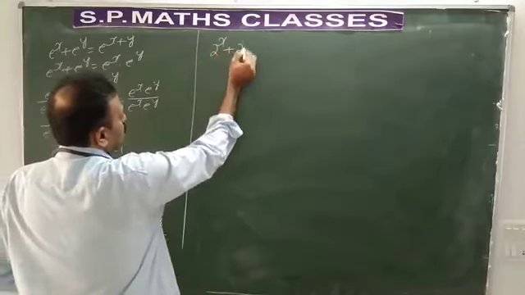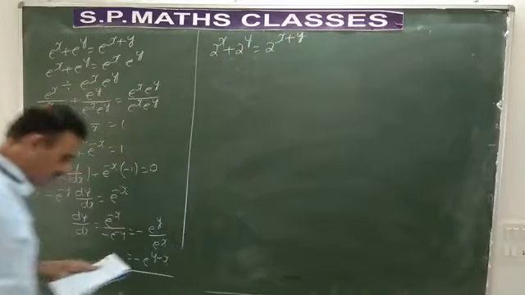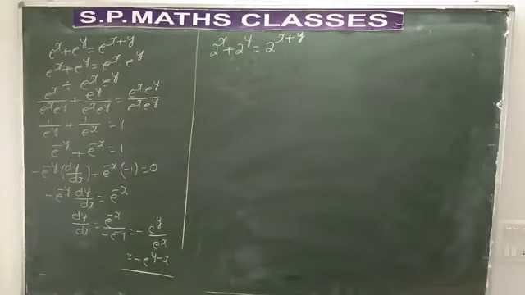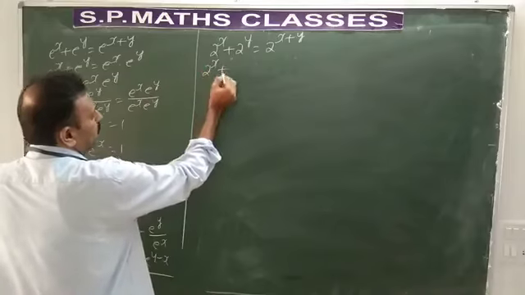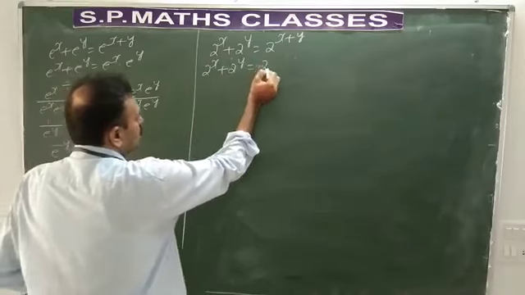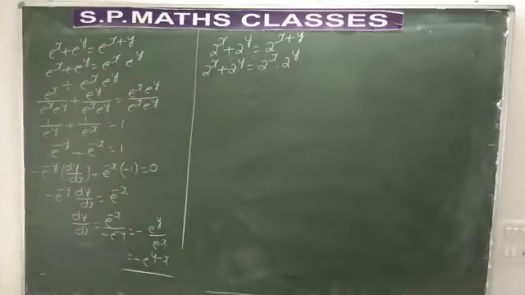2 power x plus 2 power y is equal to 2 power x plus y. This is what the question is. You need to find out dy by dx first. What is the first step? 2 power x plus 2 power y is equal to 2 power x into 2 power y. I write a power m plus n is a power m into a power n. Next, let us divide.